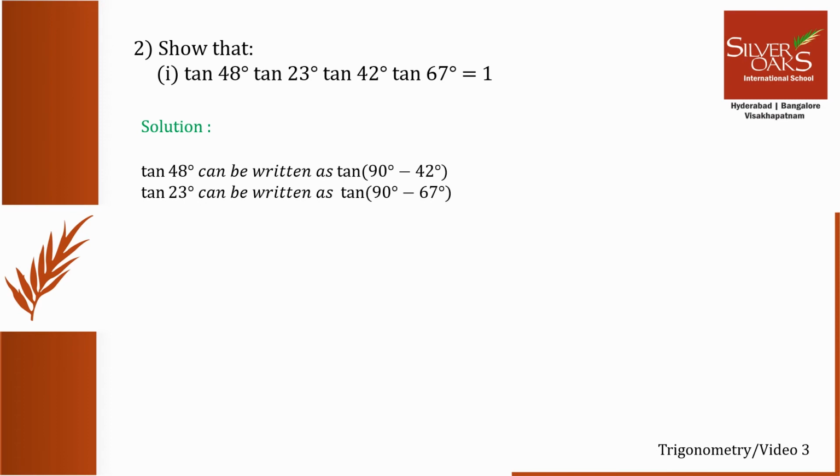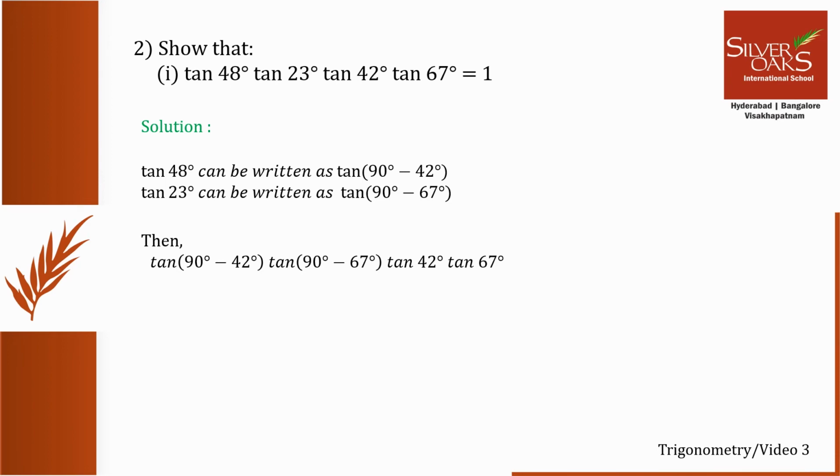In LHS, tan 48 degrees can be written as tan 90 degrees minus 42 degrees. 90 minus 42 is nothing but 48. Similarly, tan 23 degrees can be written as tan 90 degrees minus 67 degrees. So, 90 degrees minus 67 is 23. So, in LHS, in the place of tan 48 degrees and tan 23 degrees, I am writing tan 90 degrees minus 42 and tan 90 degrees minus 67. I am writing tan 42 degrees and tan 67 degrees as it is.